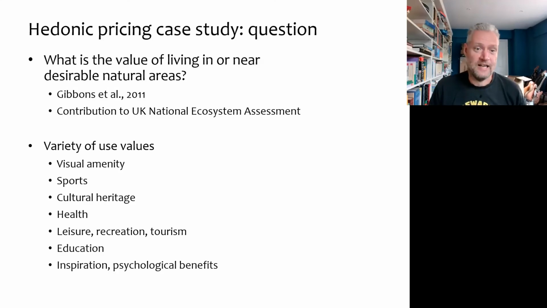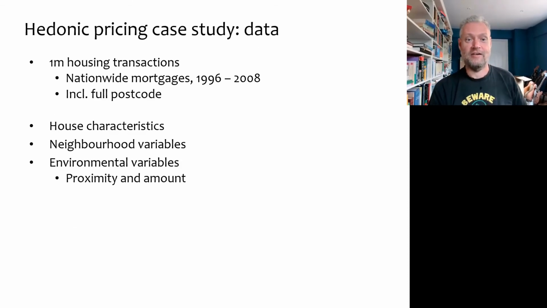Let's look at a particular case study of hedonic pricing as done by Gibbons in 2011. The situation here is in the UK, and the question is, what is the value of living in or near desirable natural areas? And those natural areas can be used for a whole range of things. They can look nice, you can go running or cycling there. You may use it to teach your children biology and so on and so forth. There's all sorts of potential benefits of living near a natural area.